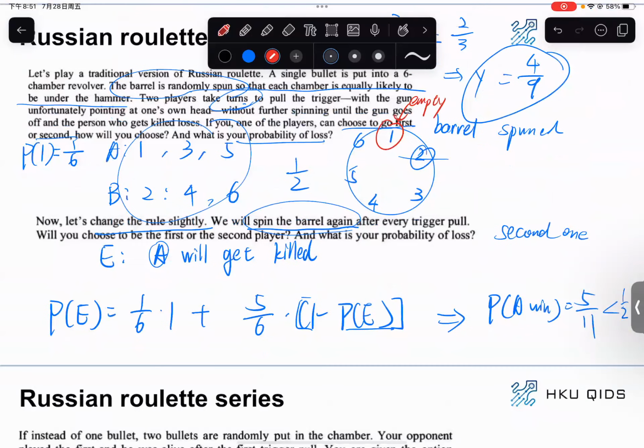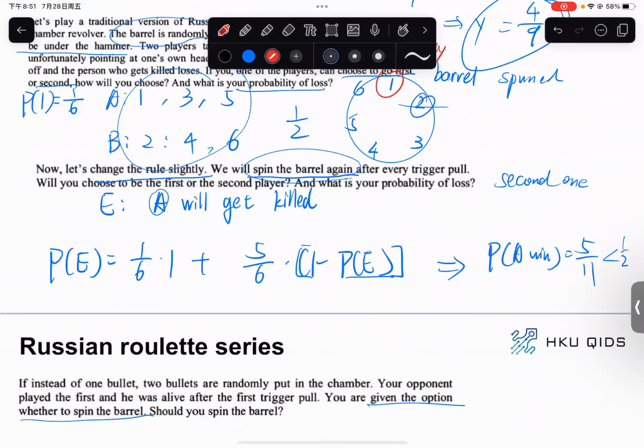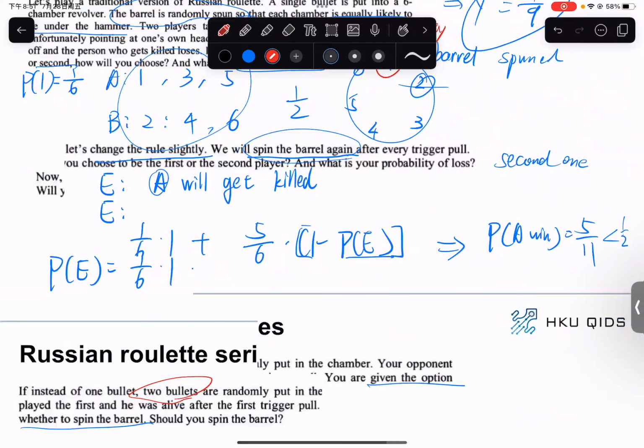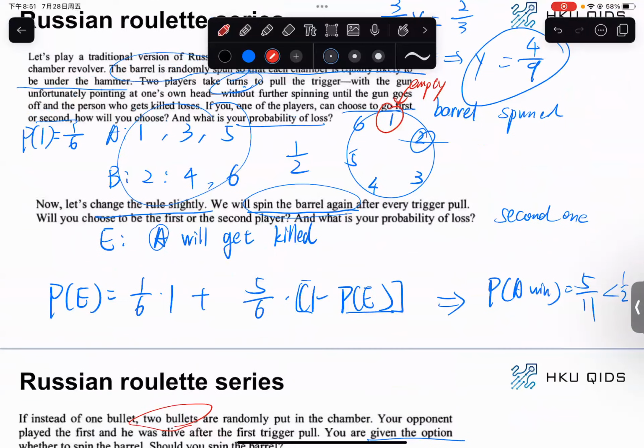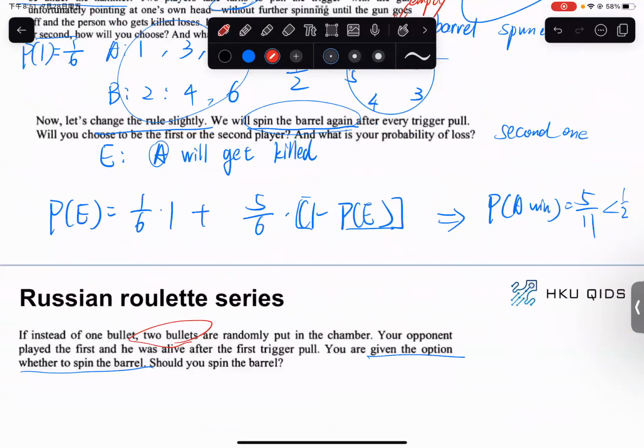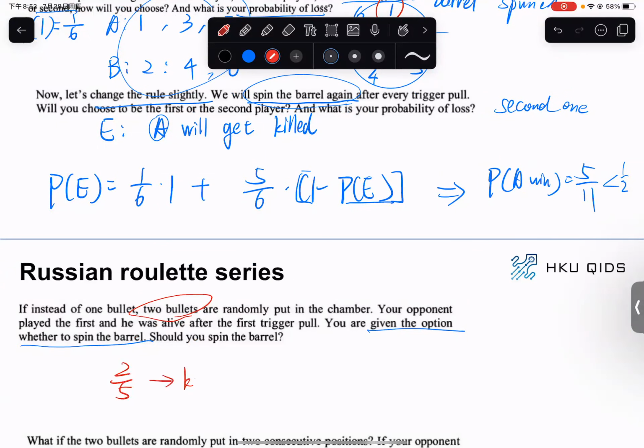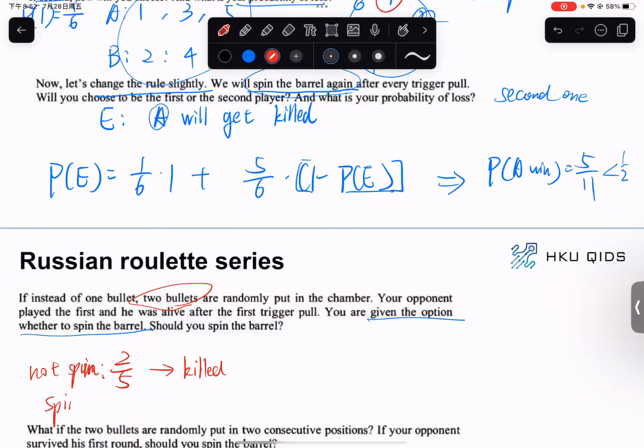If I did not spin, and there are 2 bullets, then there is a 2/5 probability for me to get killed, right? And if I spin it, then the game becomes randomized again, right? So there will be a 2/6 probability to get killed, which is 1/3, less than 2/5. So I should spin.